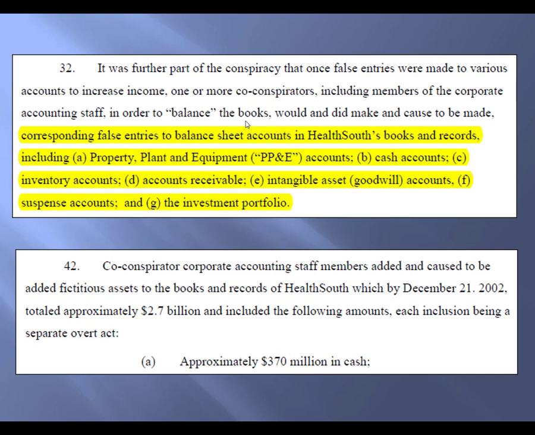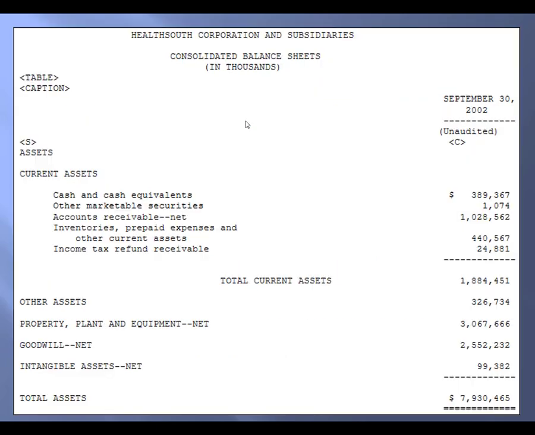If I go back to the indictment and I look at how bad this fraud was and how blatant it was, if we look near the bottom, it says the assets were overstated by approximately 2.7 billion. And the cash was overstated by $370 million. Well, let's look at the cash that was actually reported, and now I'm at the top of the page here. This was their balance sheet. Cash and cash equivalents, $389 million.